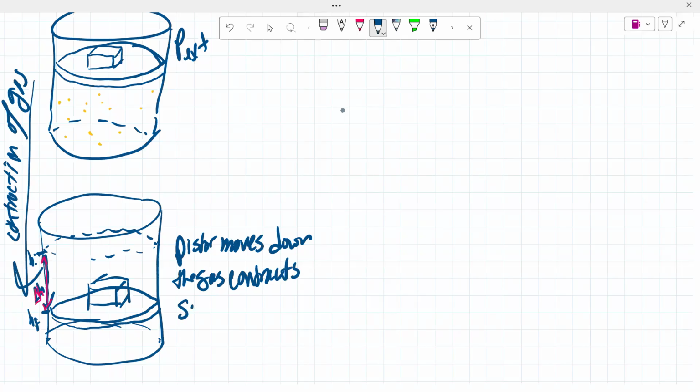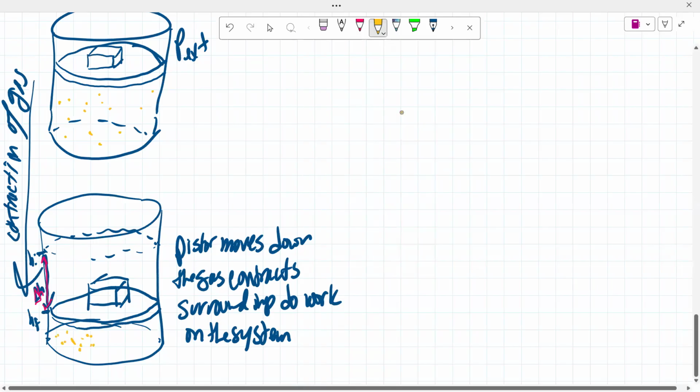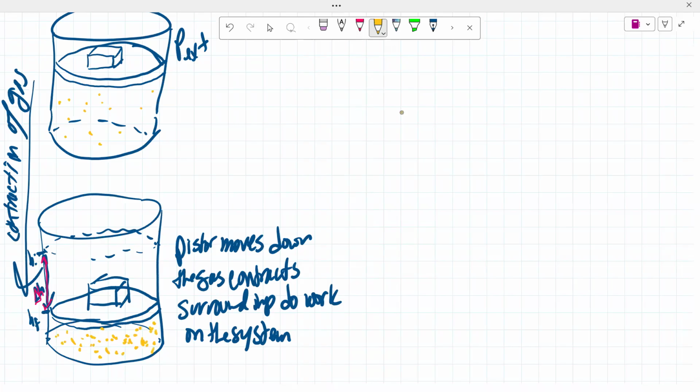Surroundings do work on the system. All right, and we should probably put some gas in here. Now, that was a pretty diffuse gas, but now it's going to be a lot more dense because it's squished together, and there's vacuum in between. It's probably not the same number of dots, but you get the idea of what I'm trying to show here.